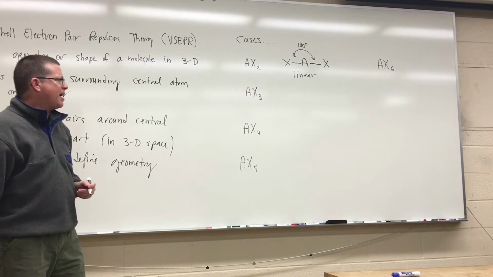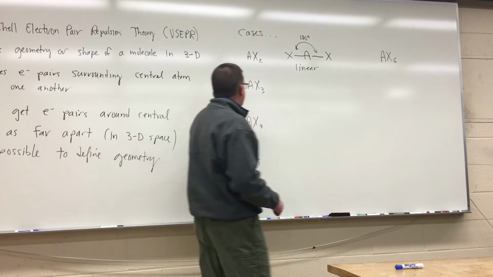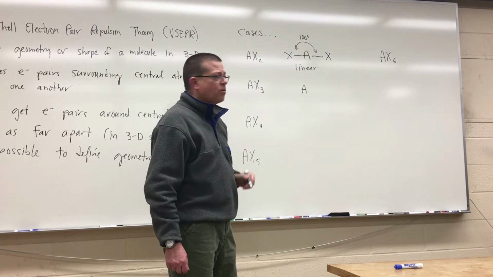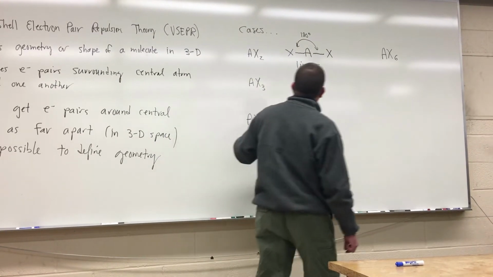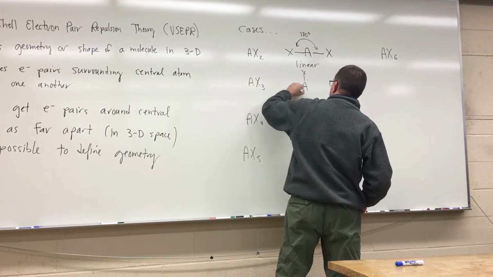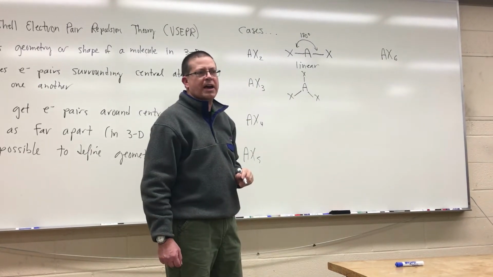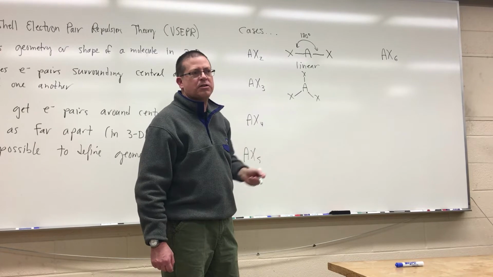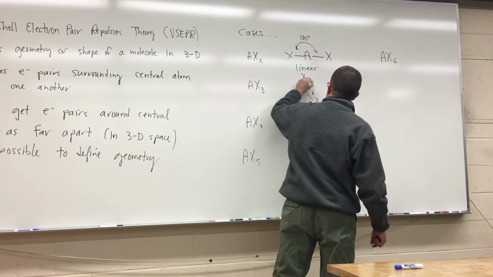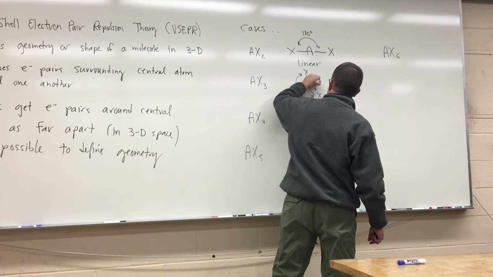The next thing we might have is an AX3. So let's think geometrically. What's the best way that I can get three electron pairs around a central atom? If I think about it, probably the best thing I can do is to take my unit circle and divide by 3. If I do that, I'm going to get an X up here, an X here, and an X down here. Dividing my 360 degrees in the unit circle by 3, I get 120 degrees. So my bond angles all the way around the circle are going to be equivalent at 120 degrees.